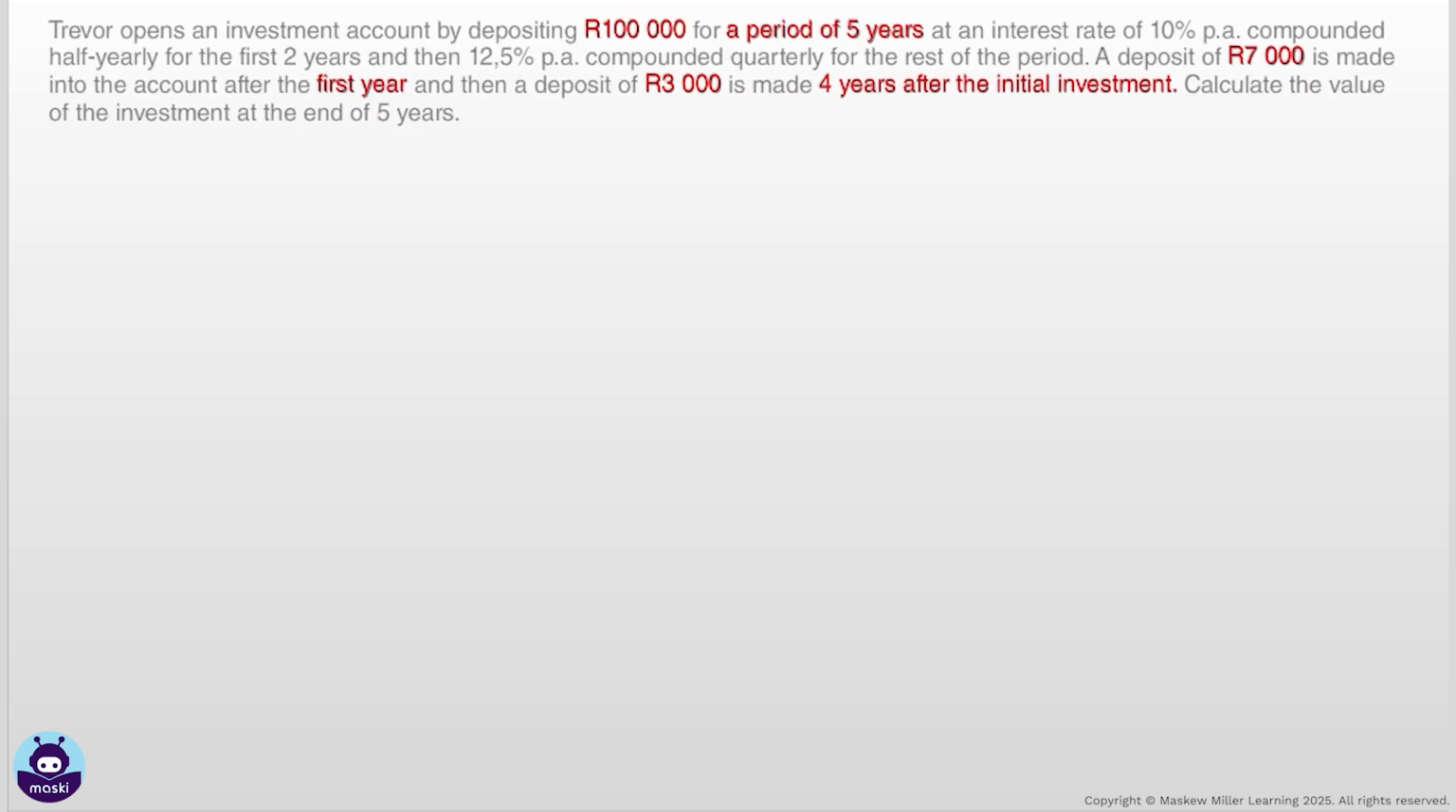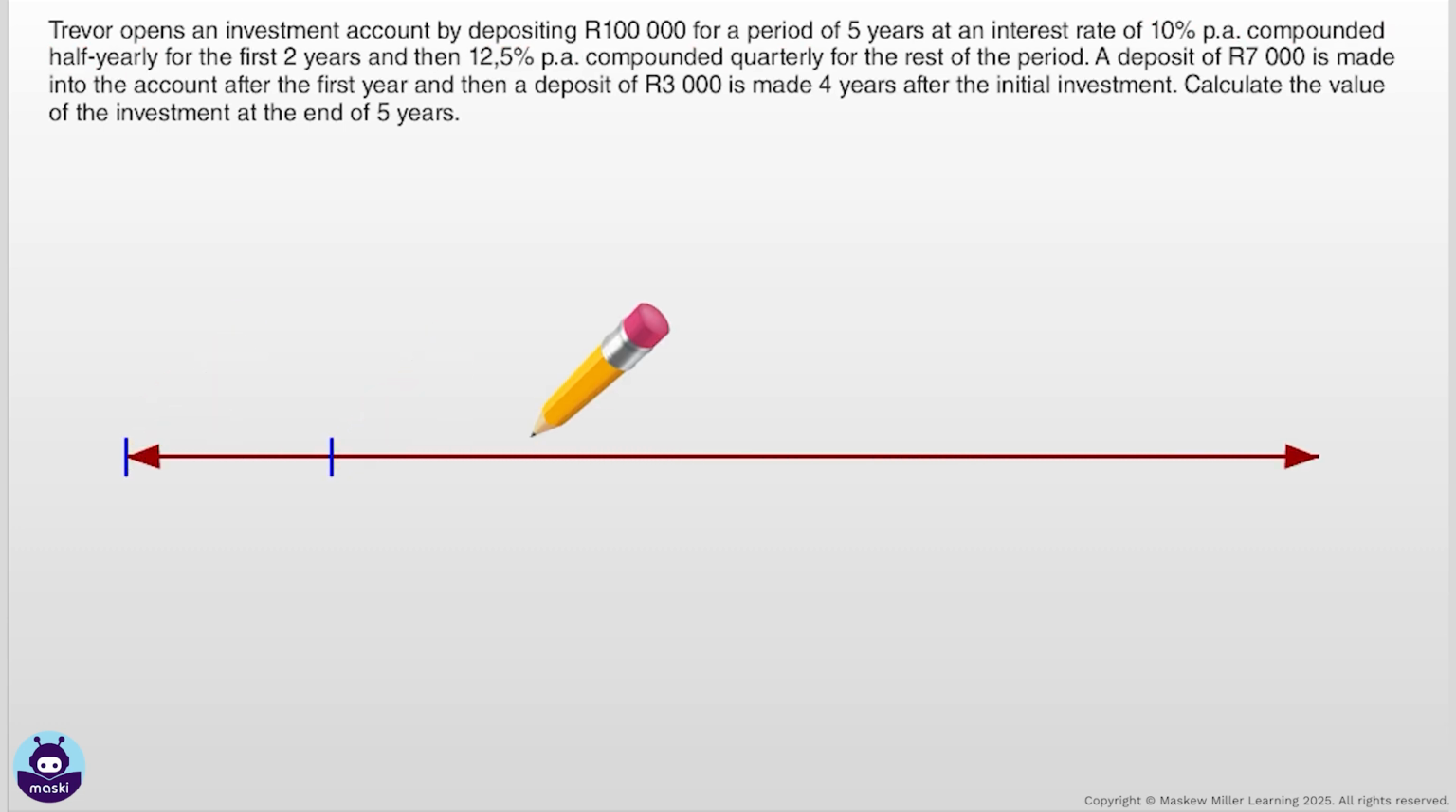As there are multiple deposits happening at different points in time and the interest rate is also changing, let us use a timeline to help us summarize the data. Since the period of investment is 5 years, our timeline will start with T0 and end with T5. Now, let us show the amounts on the timeline. We know that the initial investment made was 100,000 Rand, so that amount is written below T0. A deposit of 7,000 Rand is made into the account after the first year. The term after the first year means at the end of the first year.